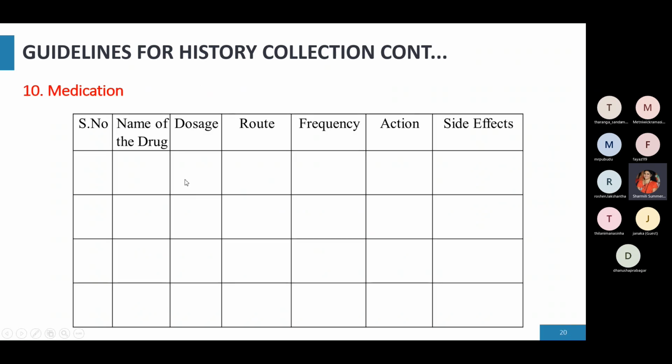And medications, yes, what are the drugs? Once we take the patients, what are the drugs they are having? So the name of the drug, and the dosage, like that we are marking.